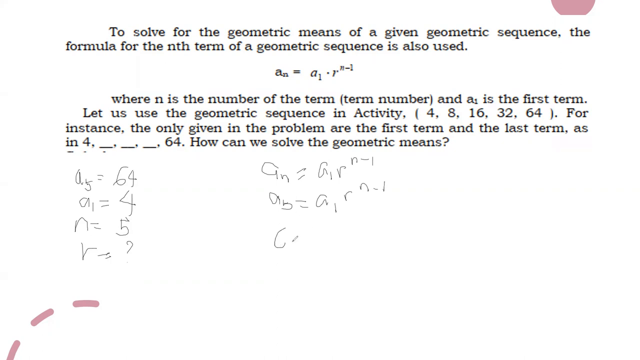So this will be 64 equals 4 times R is missing, then we have 5 minus 1. Nakuha po kung paano nangyari? If sinubstitute ko lang po, our last term is 64, our first term is 4, R is missing, then we have our n, which is 5 minus 1. Clear? Yes, clear sir. So that will be 64 equals 4 R raised to 5 minus 1.